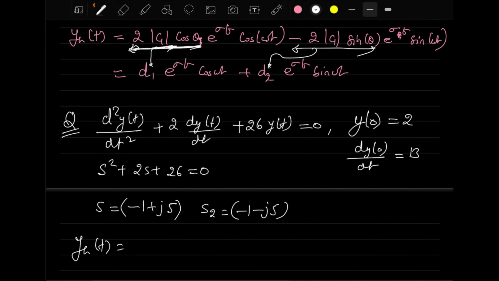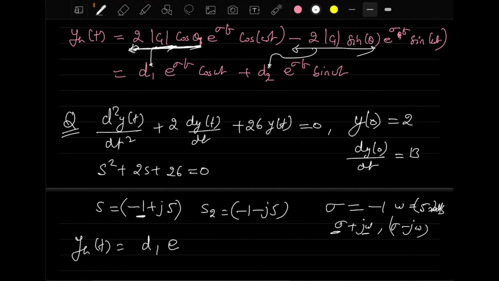If you use that, what will be the answer of y(t)? Your y(t) will be d1 e to the power sigma t, and sigma is actually equal to minus 1 here. As you can see over here, this is sigma, and omega is 5 radians per second, because we are writing the roots as sigma plus j omega and sigma minus j omega. So if you compare sigma and omega using these roots, you will get the answer as minus 1 and 5.